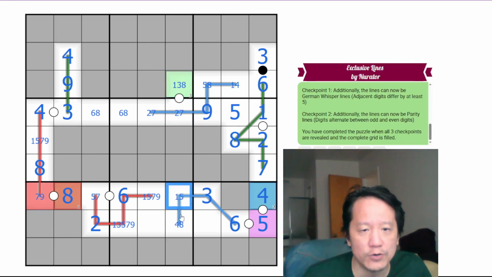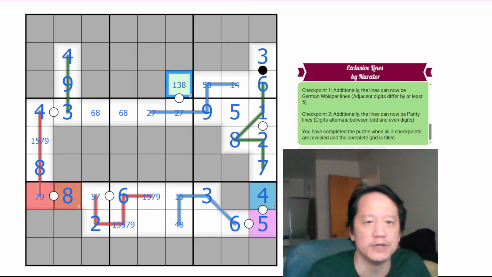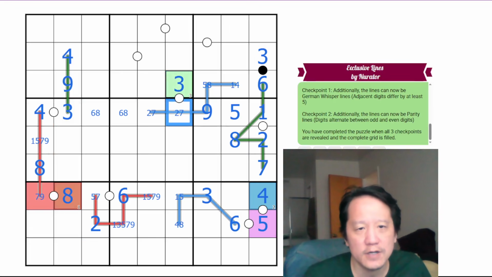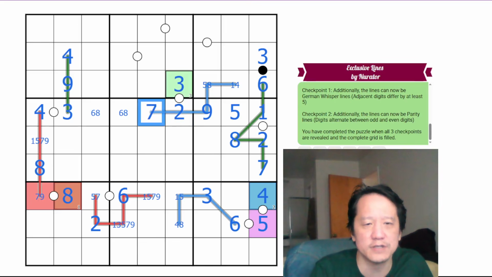This sees both 1, 8 and 4, 5 guaranteed. So this cannot be 1, 5 or 4, 8. So it must be 3 here. And this is consecutive with 3. It must be 2, which makes this 7.